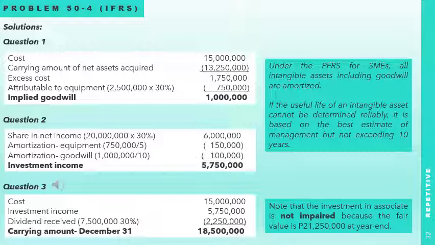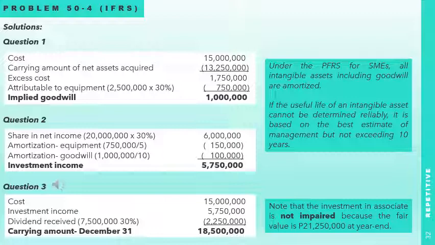So, paano ba kinukuha yung dividend received? I-multiply lang natin yung 30% interest na na-acquired ng SME sa 7,500,000 na paid cash dividend. Kaya magkakaroon tayo ng dividend received na 2,250,000. I-deduct naman natin ito sa sum ng transaction price at investment income to get 18,500,000 as carrying amount of investment in associate at year-end.